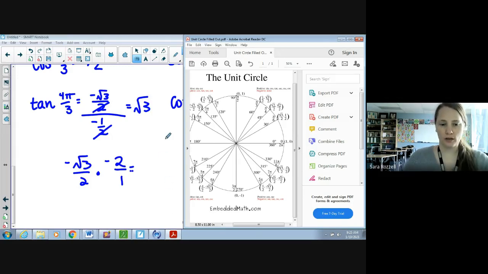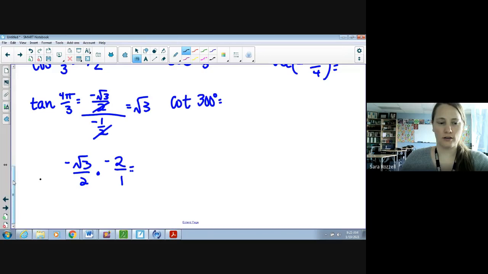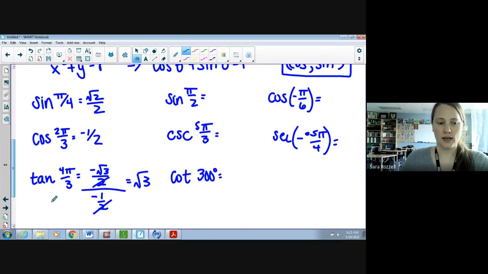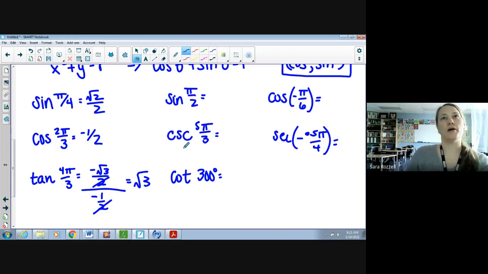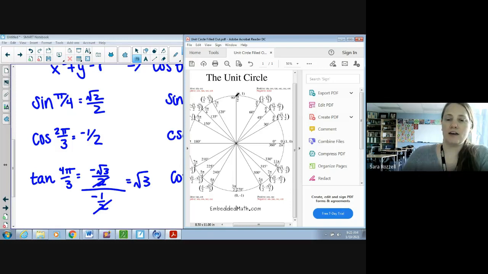All right. What is our next one that we have? Sine of pi over 2. We have not done the pi over 2's or the pi's yet. So there were some of those on your homework on accident. But pi over 2, that is 90 degrees. So we're going to go to 90 degrees. What is the sine value?